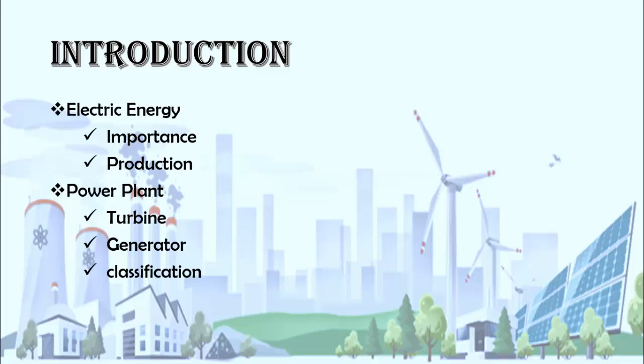And the electrical energy is obtained conventionally by conversion from fossil fuels like coal, oil, natural gas, or from nuclear and hydro sources. What is meant by power plant? The place where the electrical energy is produced is called as power plant.